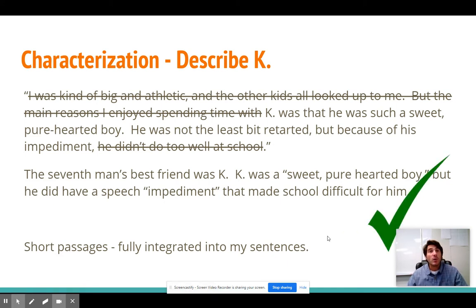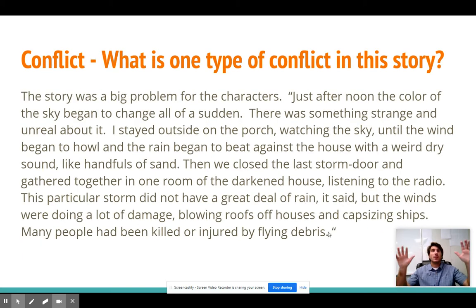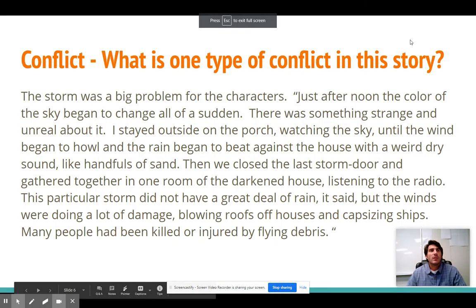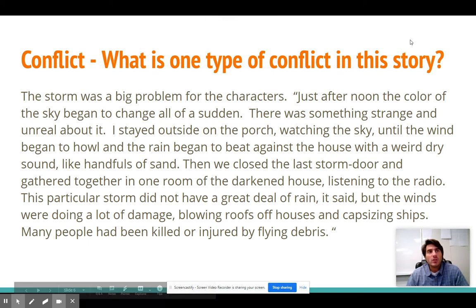I think we have one more example to walk through, and then we're going to practice. All right, conflict. What is one type of conflict in this story? The story was a big problem for the characters. Actually, that's a typo. Haha. It should be the storm. Whoops. The storm was a big problem for the characters. Just after noon, the color of the sky began to change all of a sudden. There was something strange and unreal about it. Blah, blah, blah.